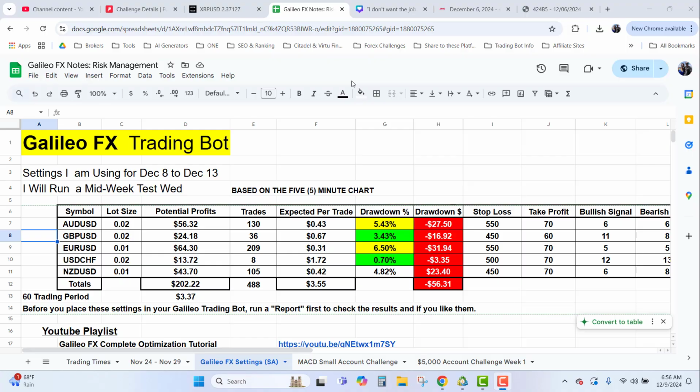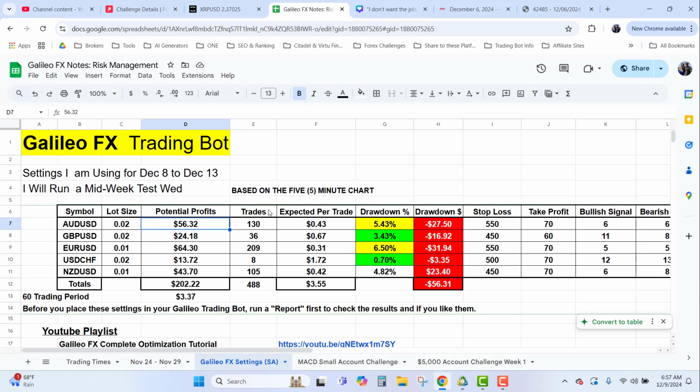Now, moving on to the next column, potential profits. We've already talked about it. The potential profits is for each currency, how much will it make in the course of about 60 days. $56.32. But as we just saw, if you use a 0.2 lot, then your potential profit is going to be $563.20 with the same amount of trades, and they're going to be roughly $4.30 a trade. But your drawdowns are what's going to be the most significant change.